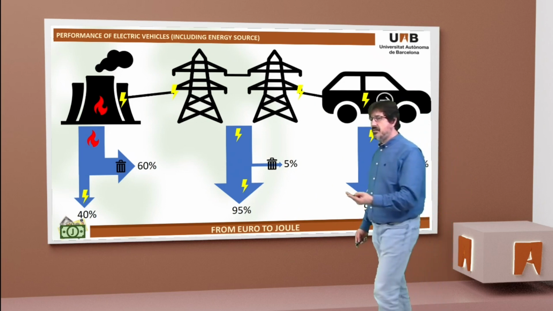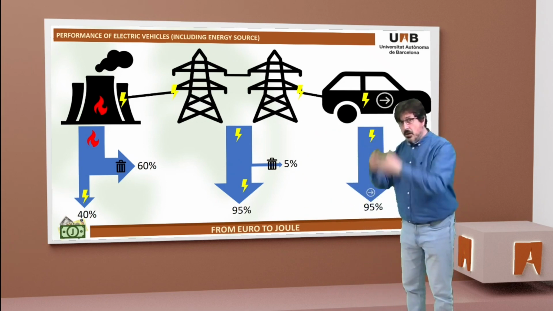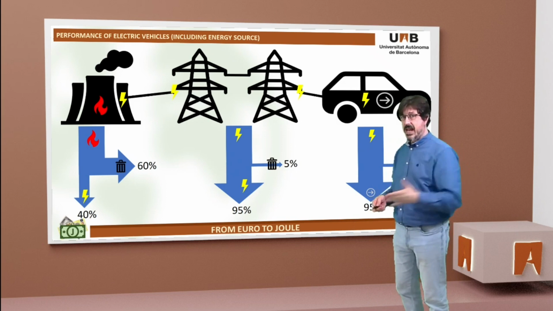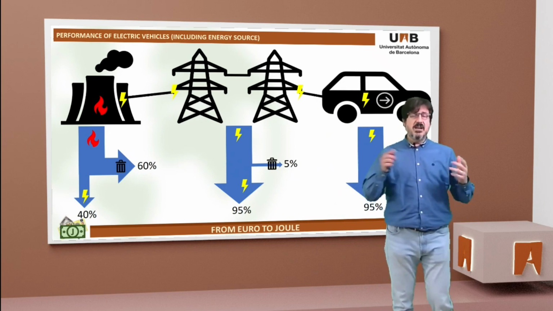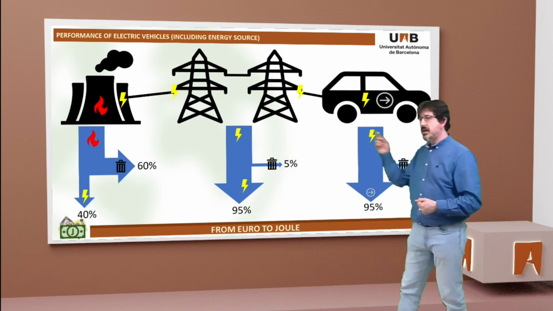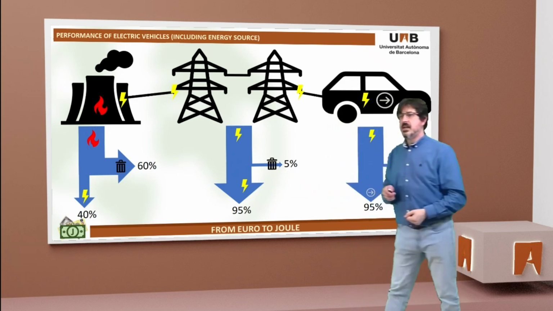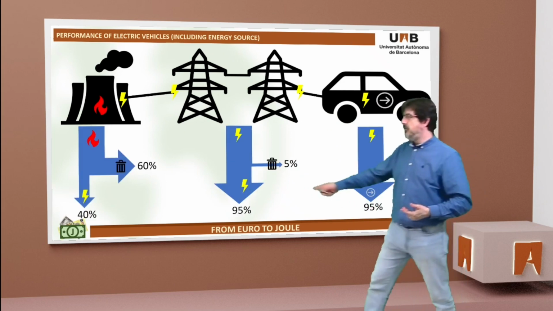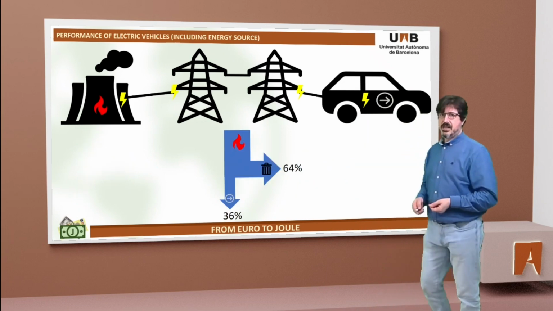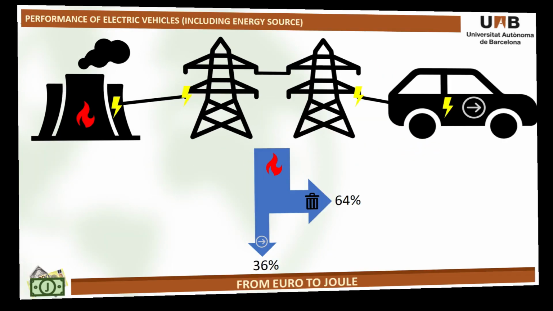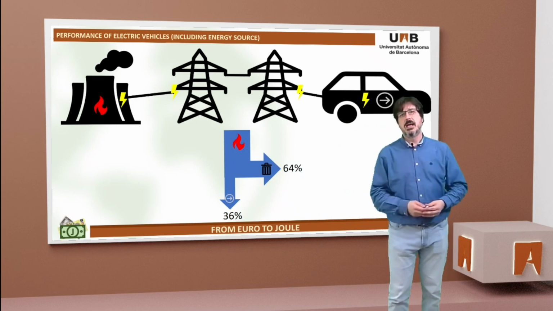And the second thing that I have to consider is that the electrical network, the electrical grid, also has an efficiency. There are losses of energy in this transport of energy. So to get the final efficiency, the final performance of the vehicle, considering all the stages, the generation, the transport, and the use of the energy, I have to multiply the three values, 0.4 multiplied by 0.95 multiplied by 0.95. And if I do this, I get similar values to the internal combustion vehicle.